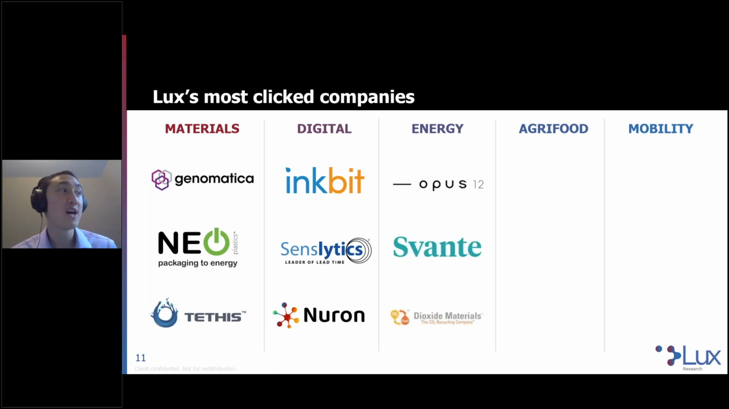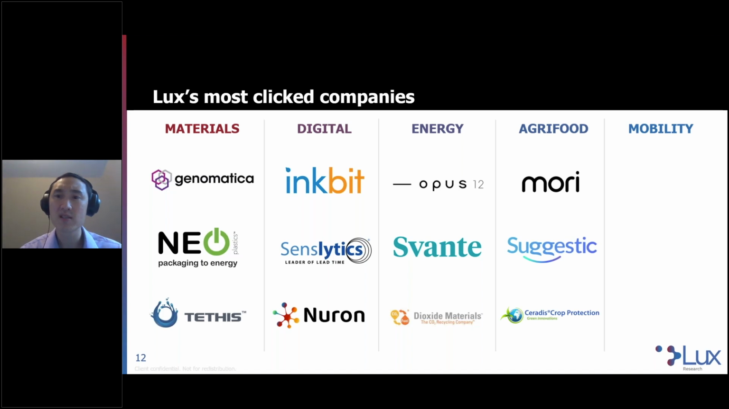On the energy side, the big theme here is CO2. Unquestionably, this theme of how do we mitigate CO2 emissions, or how do we use it to be more productive. Opus 12 and Dioxide Materials, both doing CO2 electrolysis, Svante capturing CO2 from flue gas. So as a theme that will come back and that we'll talk about more today is the overall sustainability theme, and in particular, this really huge focus on CO2.